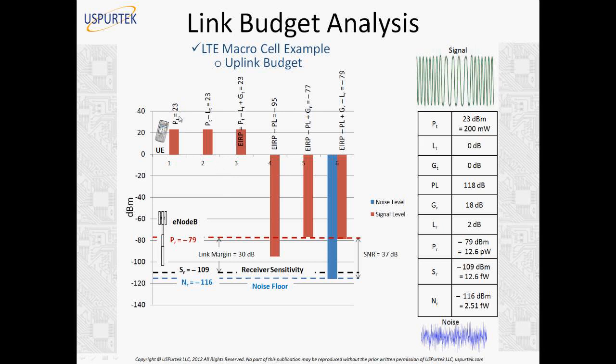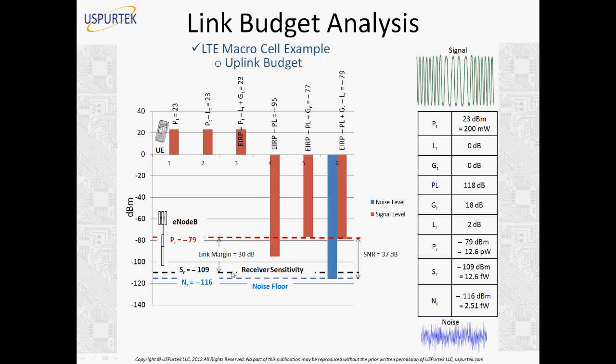So we start with 23 dBm, and because the loss is only 0 dB here, it stays at 23 dBm. The gain is again 0 dB for the handset, so 23 dBm. Path loss is 118. It drops down to how much? Minus 95 dBm. So the signal is very weak here.